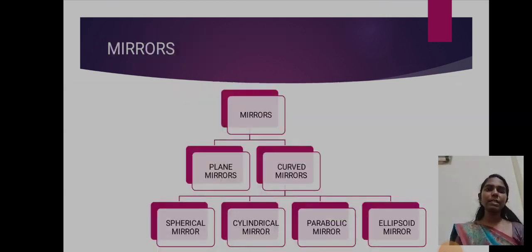Okay. So mirrors are classified in this way. Mirrors are classified into plane mirror and curved mirror. Further, the curved mirror is classified into spherical mirror, cylindrical mirror, parabolic mirror, and ellipsoid.